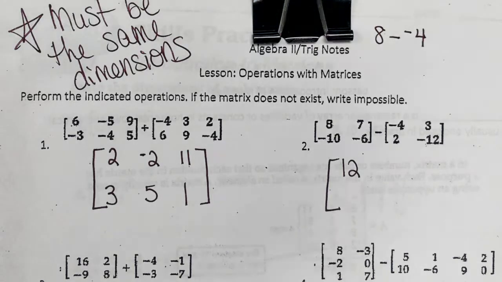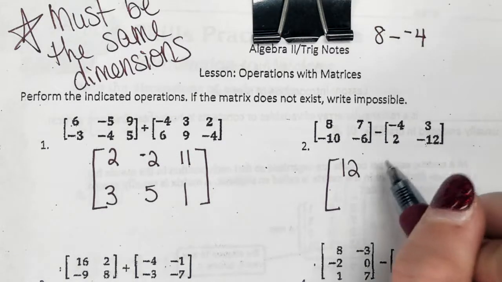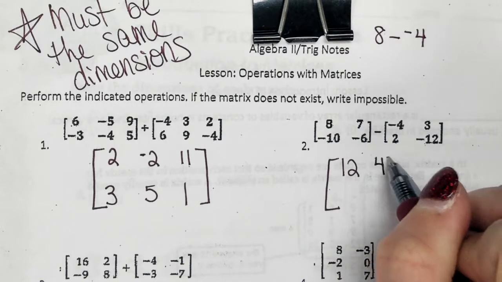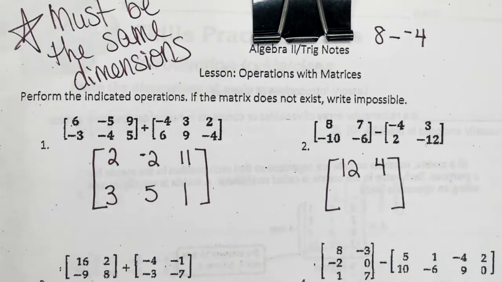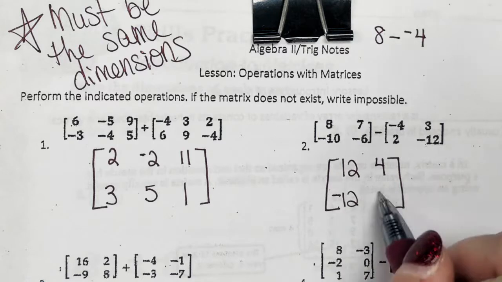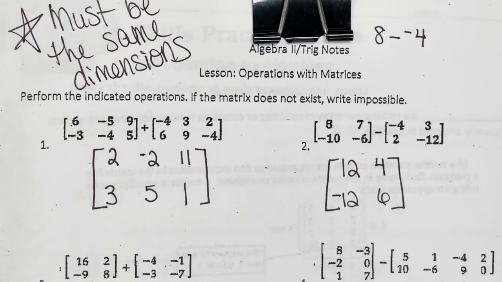All right, what'd you get for the other number on the top row? 12 and 4. Perfect. 12 and 4. Keep going, find those bottom 2 numbers. All right, what'd you get on the bottom 2 numbers? -12 and 6. Very good. Y'all okay?